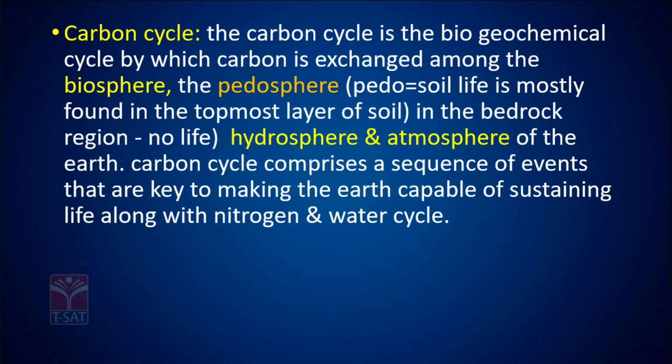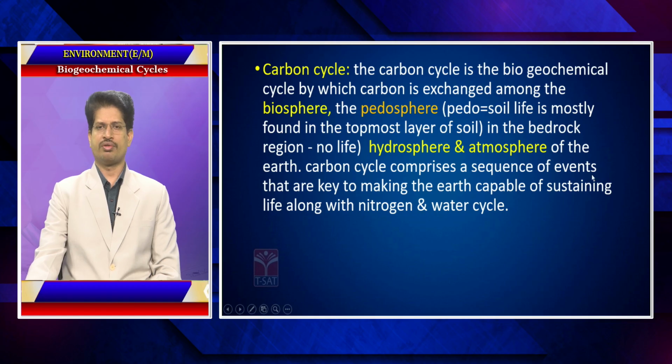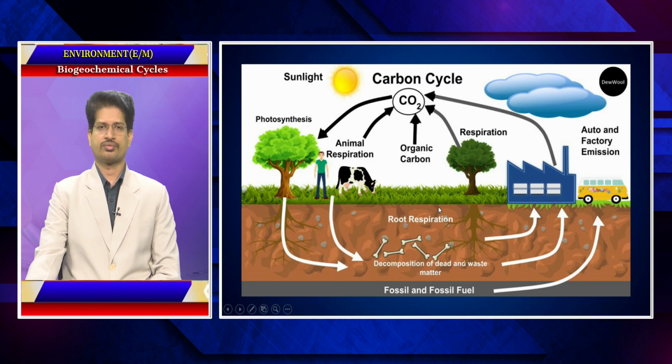The carbon cycle comprises a sequence of events that are key to making the earth capable of sustaining life, along with the nitrogen and water cycle. In the carbon cycle, the carbon dioxide present in the atmosphere is absorbed by the plants and fixed in the process of carbon sequestration, because living organisms contain a certain amount of carbohydrate or carbon-containing molecules. Carbon is being trapped in the plants.